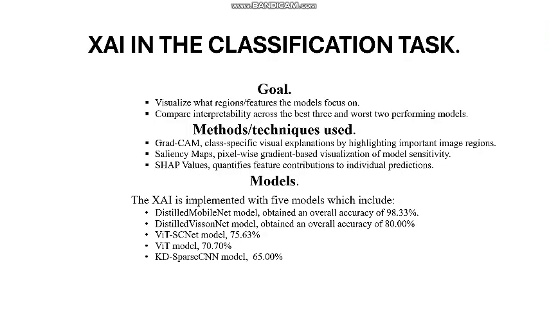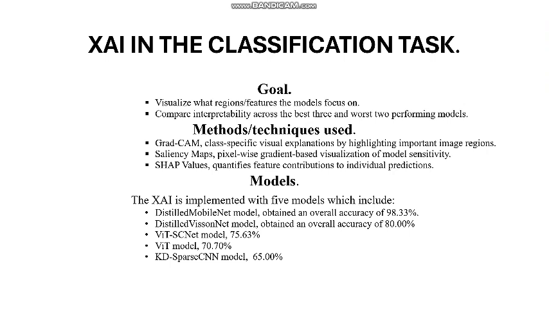On the next slide, we have explainable AI in classification tasks. What's the goal that we are trying to aim at? We are trying to visualize the regions that the model focuses on when making a decision. It compares interpretability across the best and the worst performing models. So with explainable AI, it helps you to compare between your best and the worst performing models.